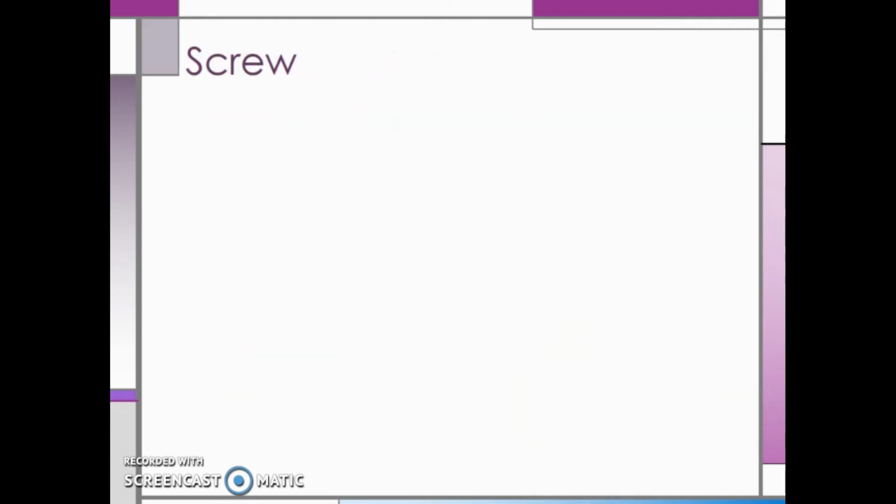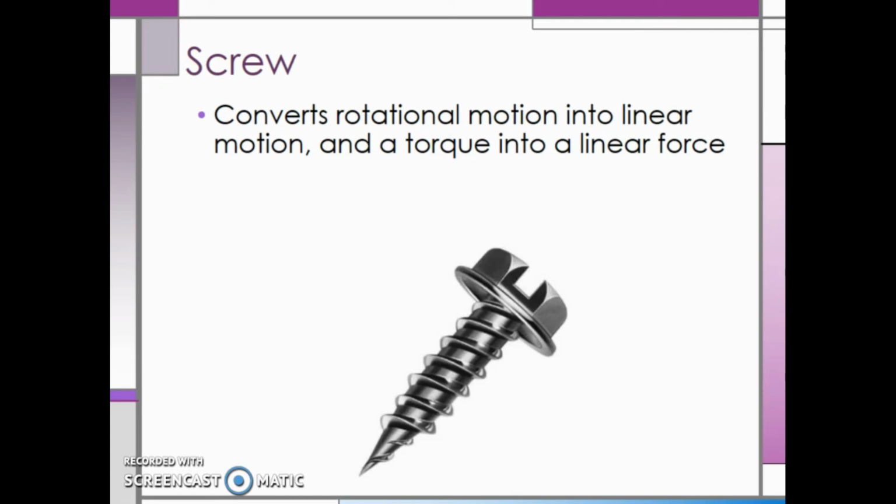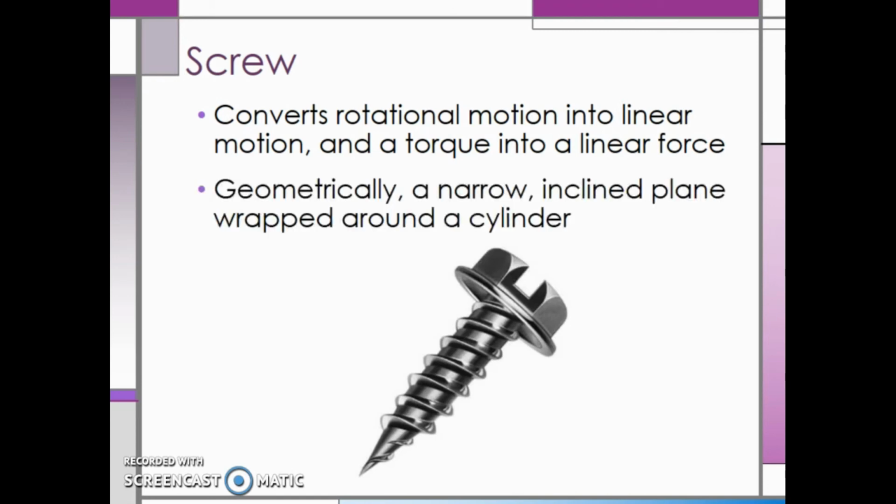Next up, we have the screw. A screw converts rotational motion into linear motion and a torque into a linear force. Geometrically, a screw is a narrow inclined plane wrapped around a cylinder.